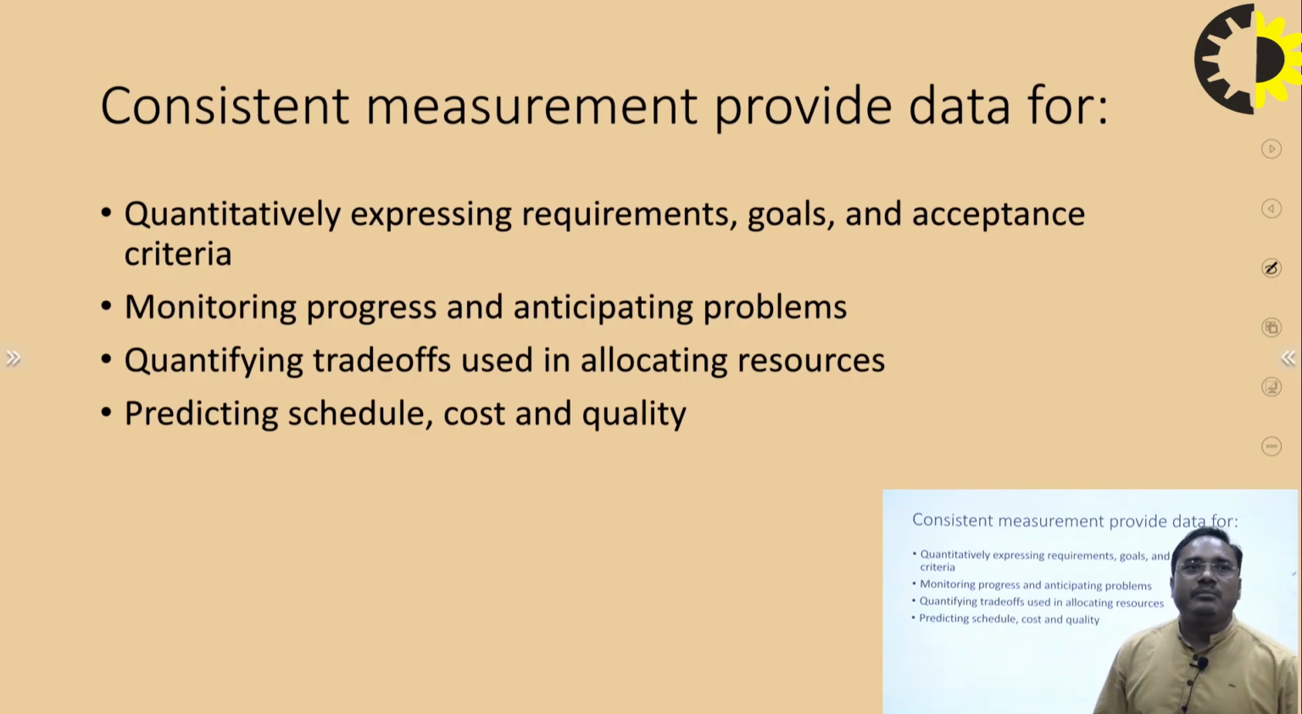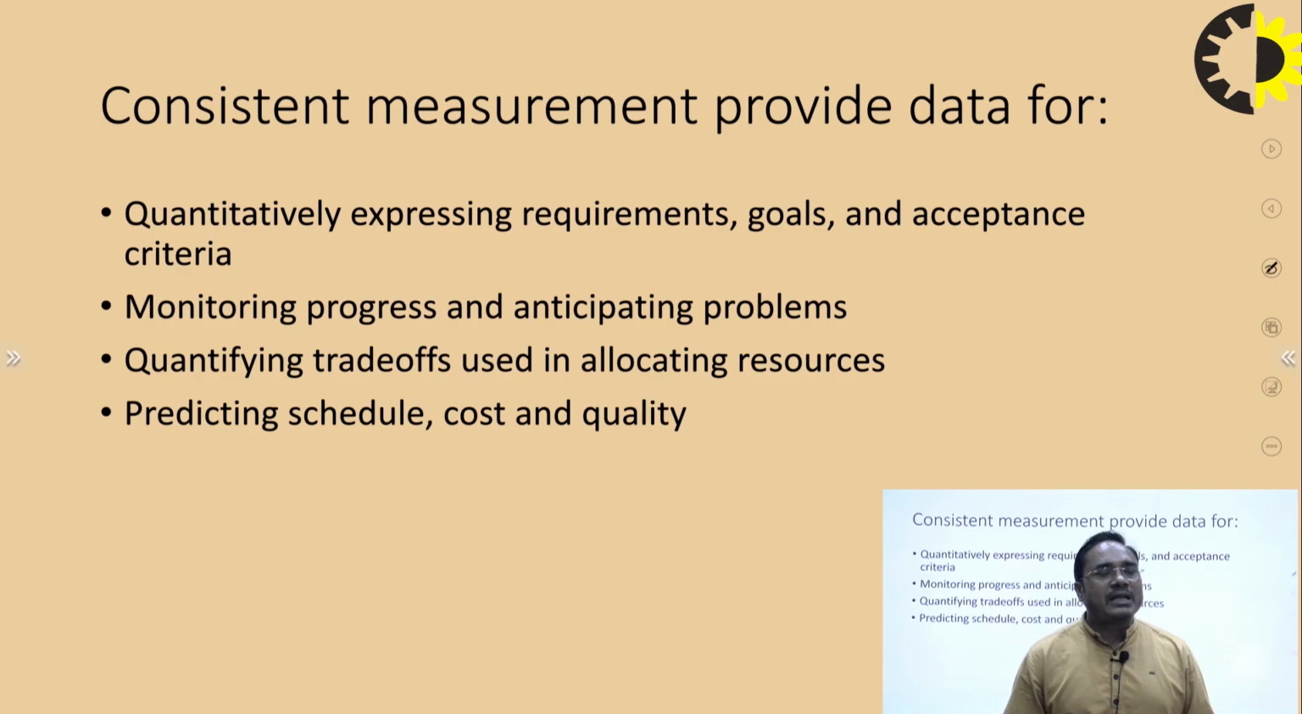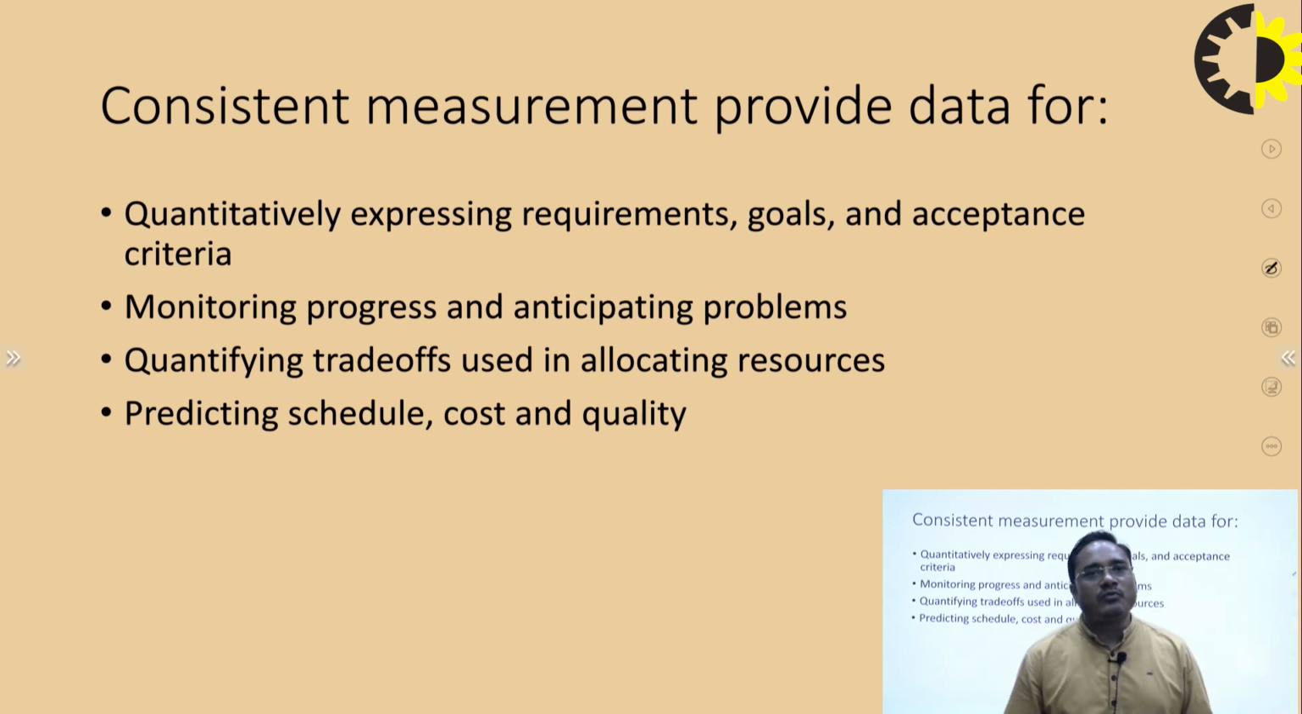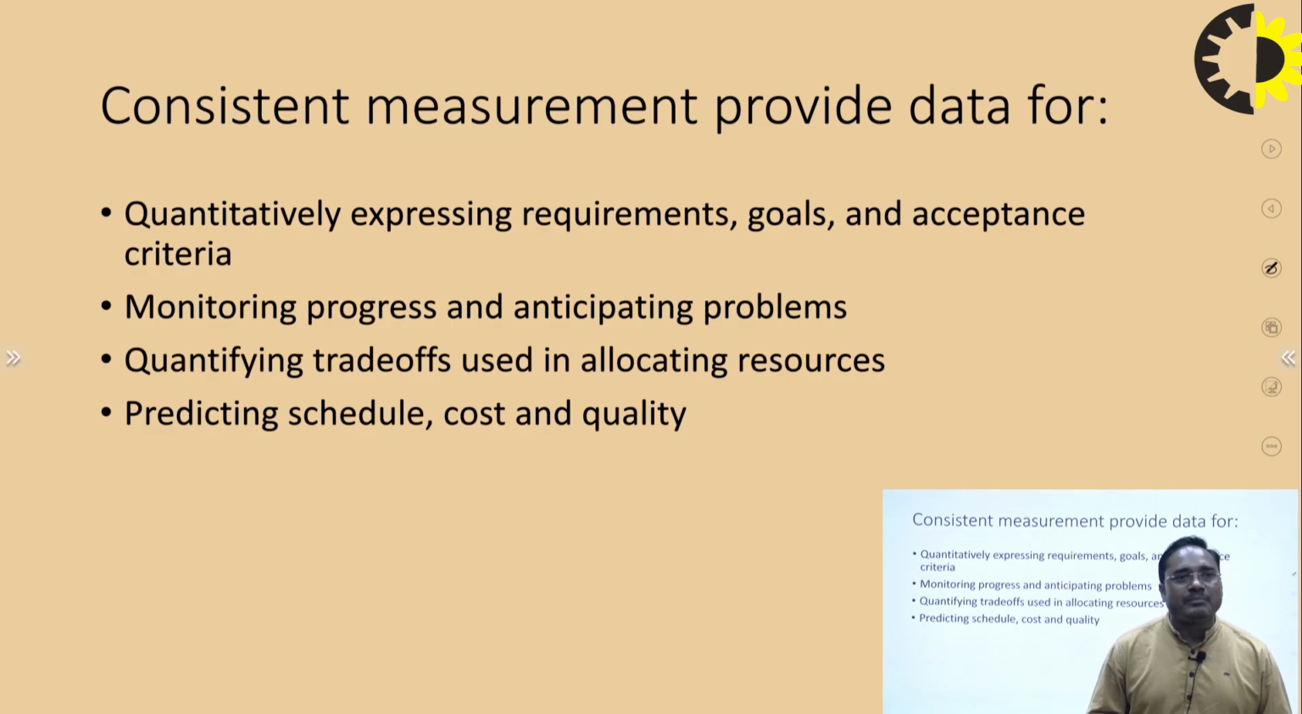Consistency and measurement provide data for quantitative expression of requirements, goals and acceptance criteria. So what is the requirement? What are your goals, and what is the acceptance criteria? Basically, acceptance criteria are the conditions under which we are going to accept your model, your software, if it fulfills all the criteria. Second point is monitoring progress and anticipating problems.